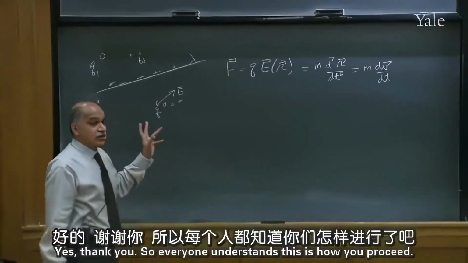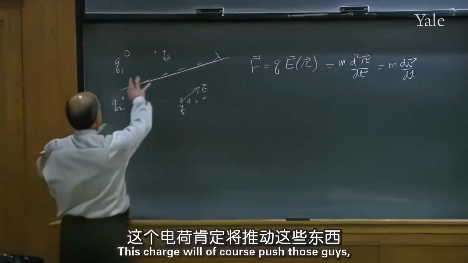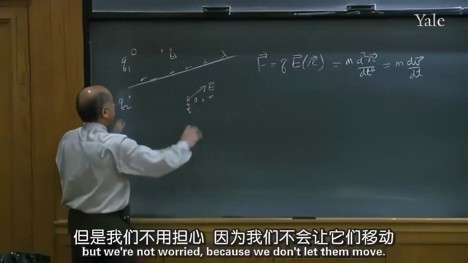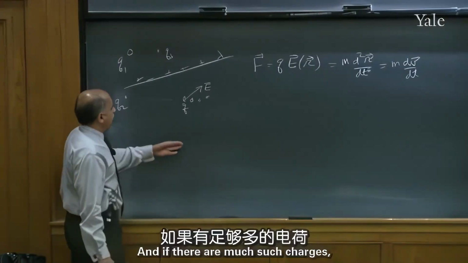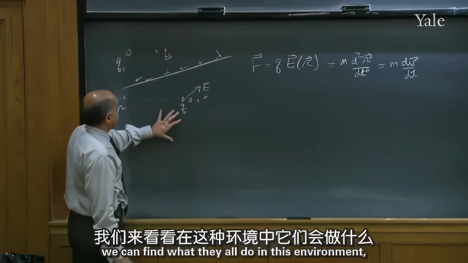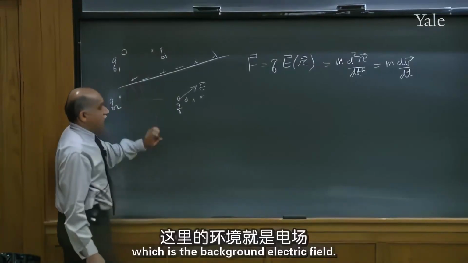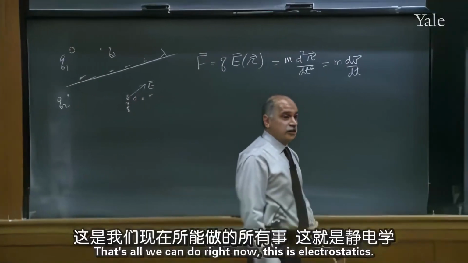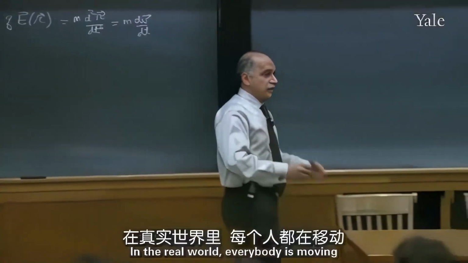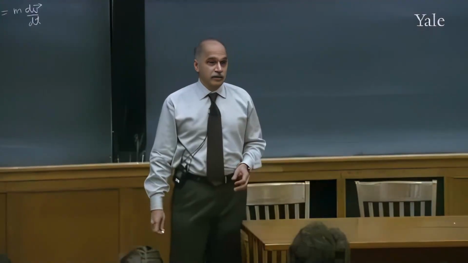So everyone understand, this is how you proceed. This charge will, of course, push those guys, but we don't worry because we don't let them move. They are just fixed. And if there are many such charges, we can find what they all do in this environment, which is the background electric field. That's all we can do right now, this electrostatics. In the real world, everybody is moving and all kinds of stuff happens, but you cannot use electrostatics for that.